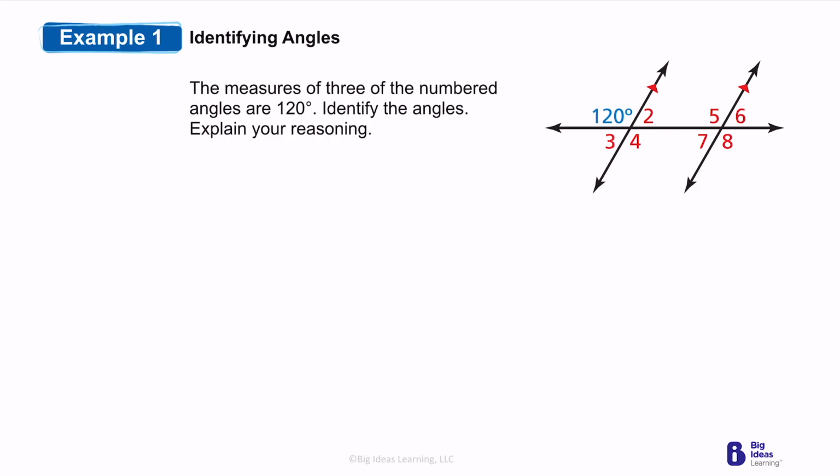What happens here, problems like this, we have what's called lightning bolt. So start with your known angle, which is 120, right? 120 and 4 are vertical. That means 4 is 120 degrees because they're congruent. 4 and 5 are alternate interior, which means they're congruent. So 120. And then 5 and 8 are vertical, which means 8 is also 120. And 120 and 5, those are corresponding, so they're congruent.